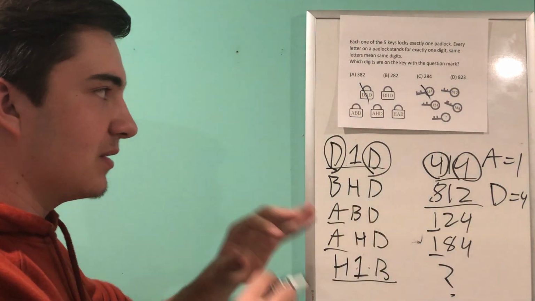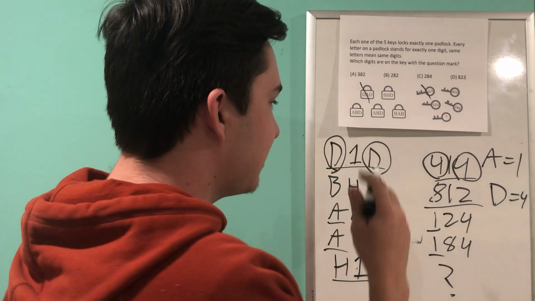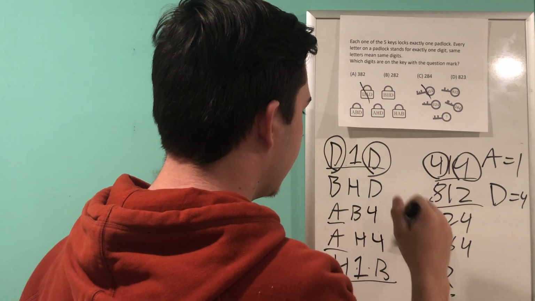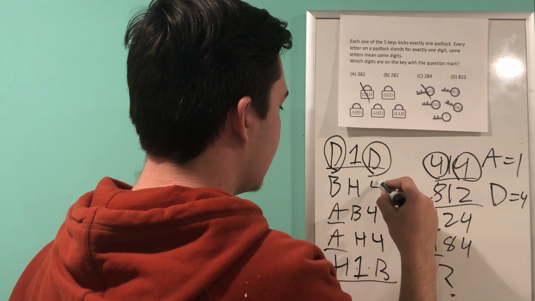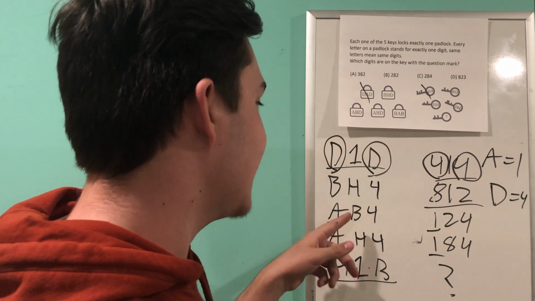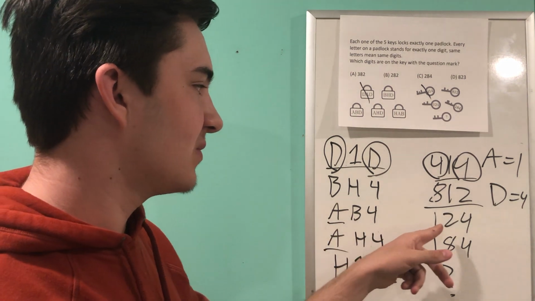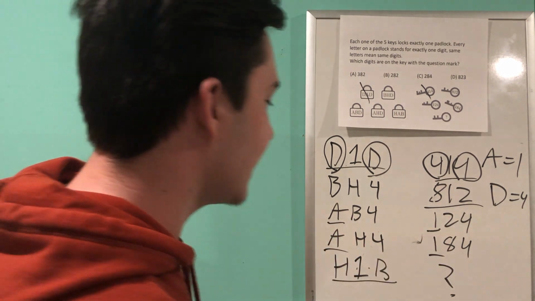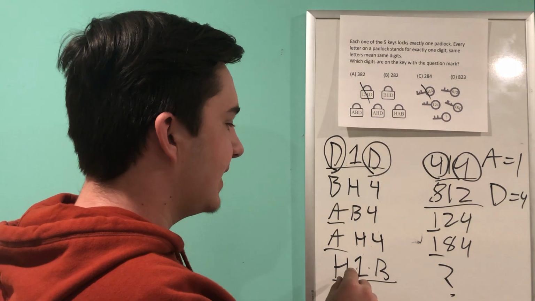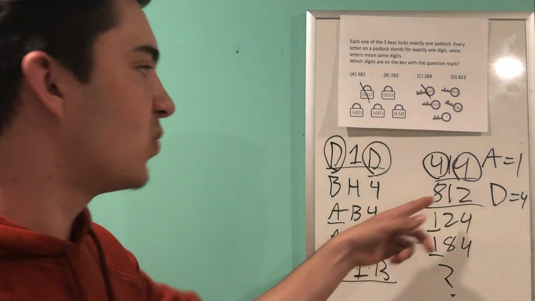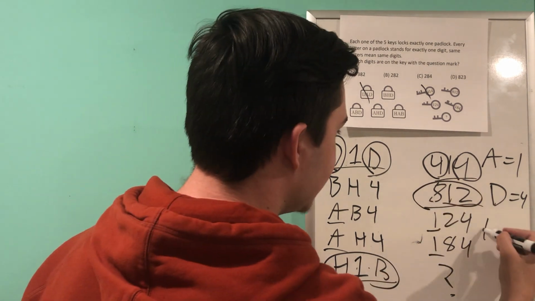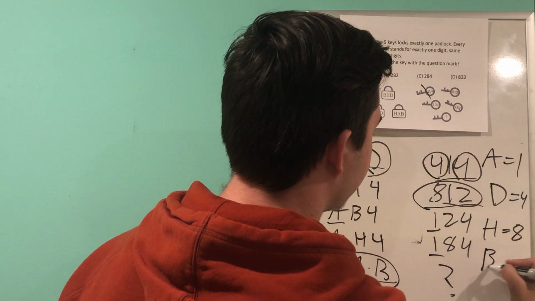And so we got that out of the way. Now, let's plug in D as 4 to all of our different ones so far. All right, so we got 4 everywhere now. And let's see. Well, that doesn't help us with these two yet, right? Because we have 1, 2, 4 and 1, 8, 4. So we're still stuck there. Well, we know that this number, H1B, has 1 in the middle. So that means this, H1B, has to be 812. So that means H is equal to 8, and B is equal to 2.